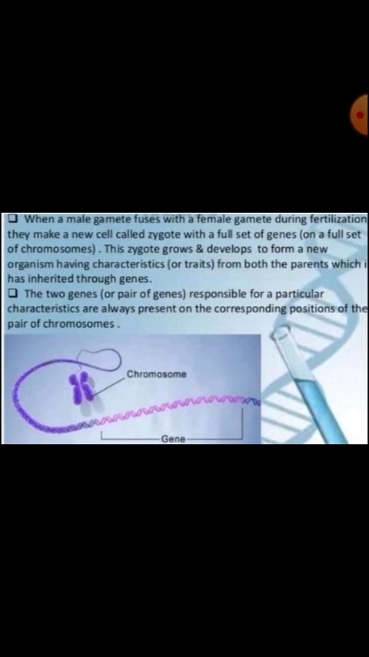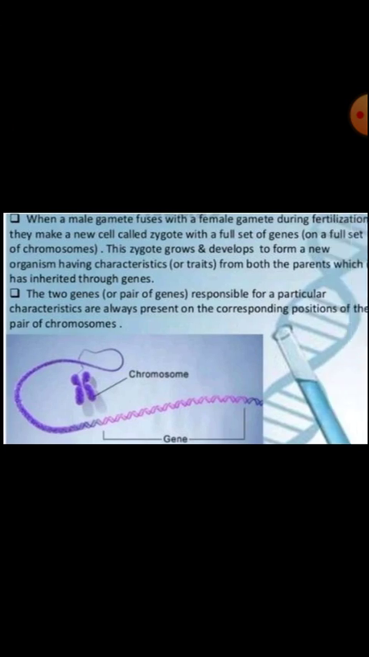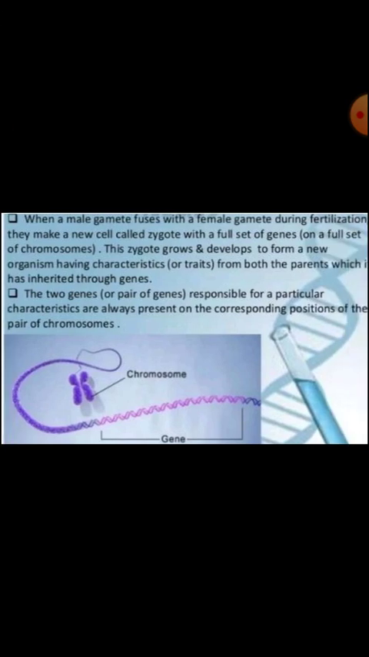But which gene gets expressed? This depends upon the recessive and dominant characters. If the father's gene is dominant, then the characters from the father's side appear in the progeny. The mother's genes are also present there, but they are recessive, so they do not express themselves. But if the mother's gene is dominant, then the father's gene remains recessive, and the mother's gene gets expressed in the body of the offspring.